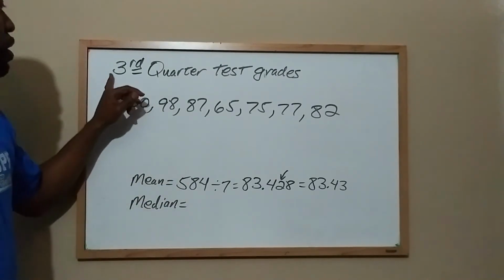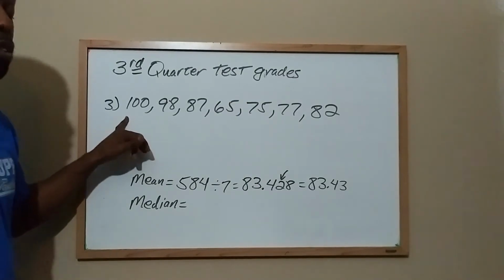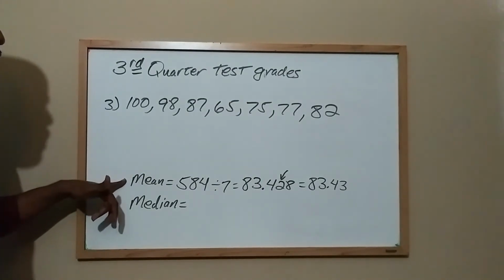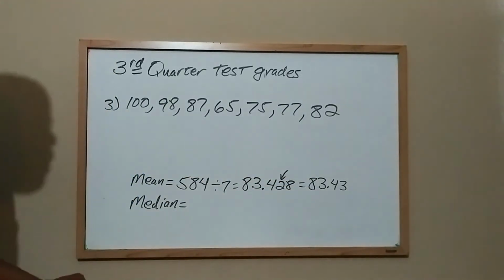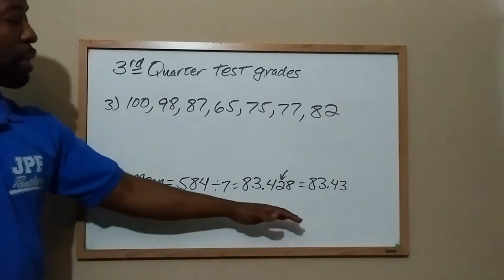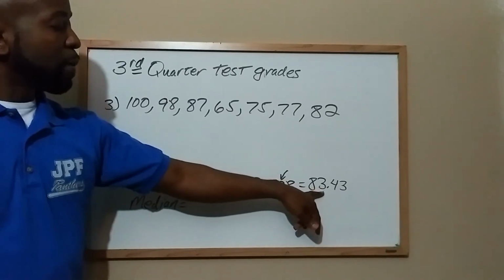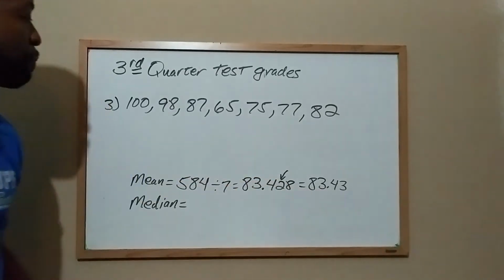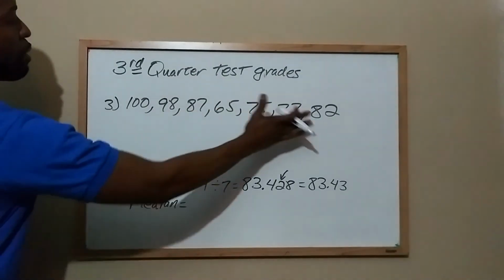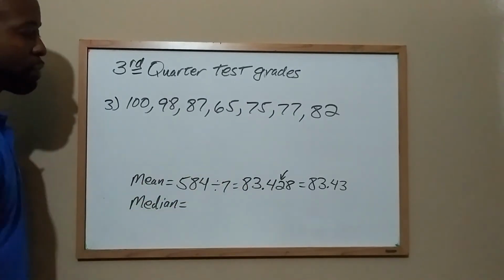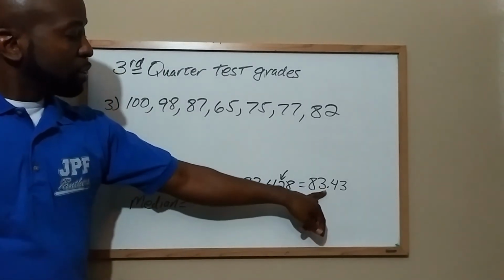So if these were your third quarter test grades and you wanted a number to describe the center, I could use the mean, which is the average. The average of these test grades is 83.43. And of course, our grades are rounded to whole numbers also. So if we wanted to round this to a whole number, this would just be 83. Now let's find the median. For the median, keep in mind we must put the numbers in order from least to greatest first. And my answer for my median probably should be close to this number, 83.43.